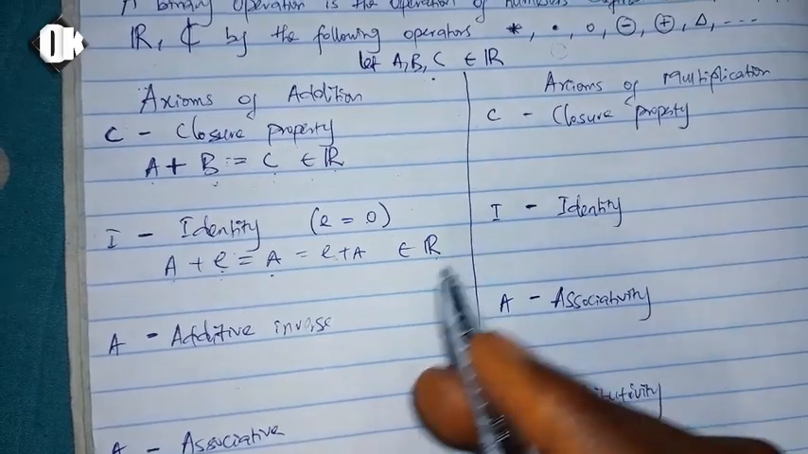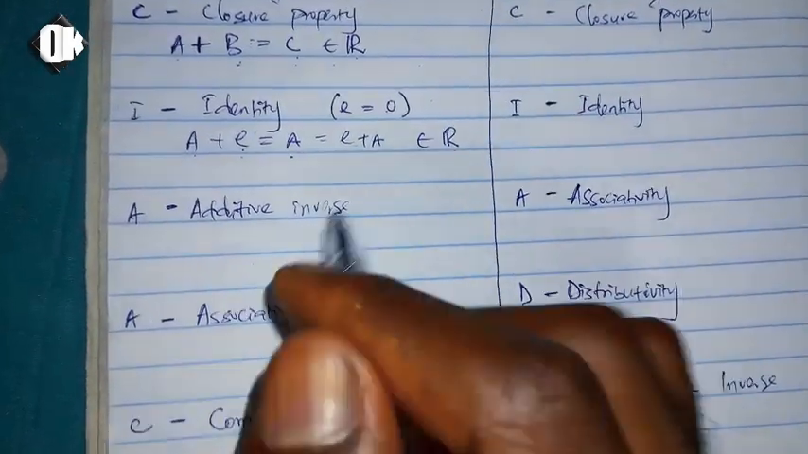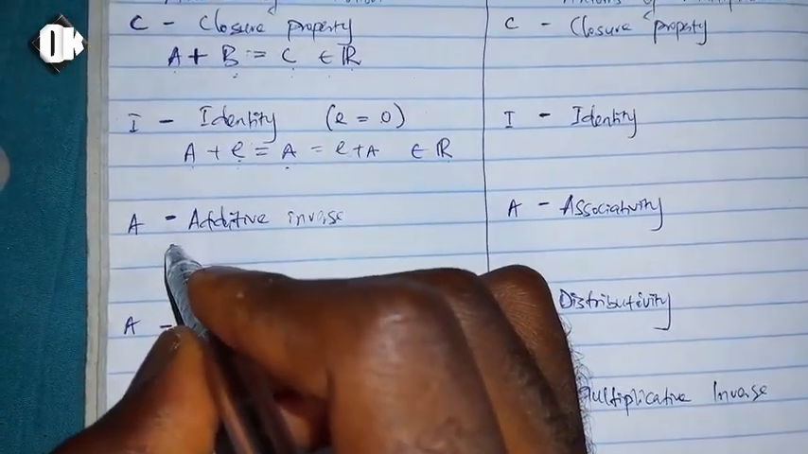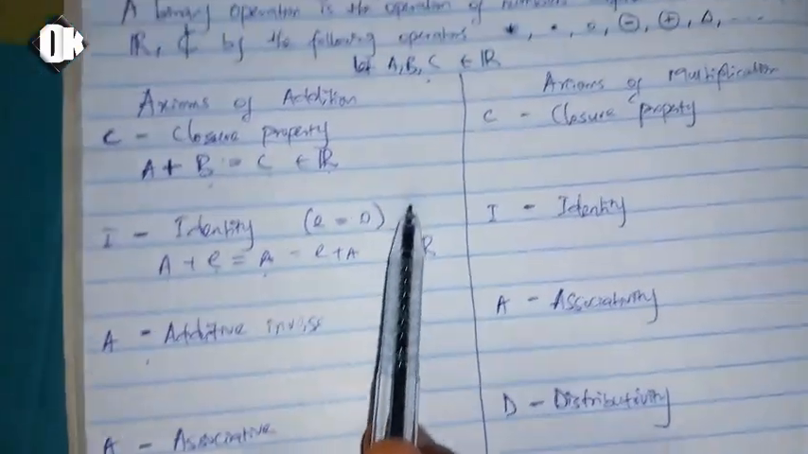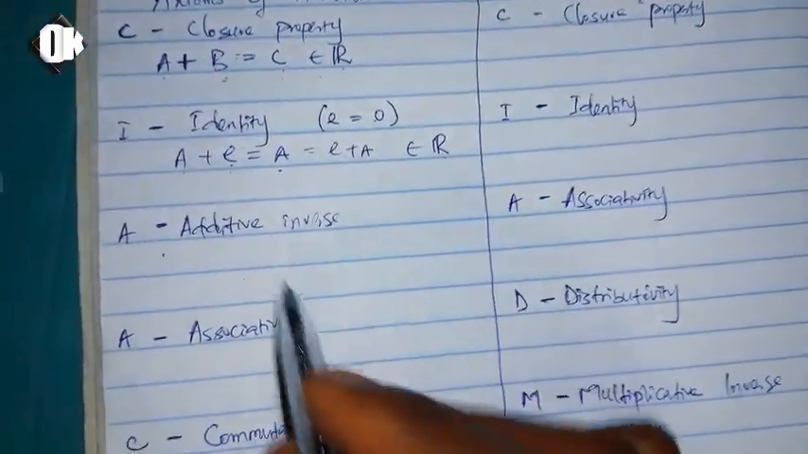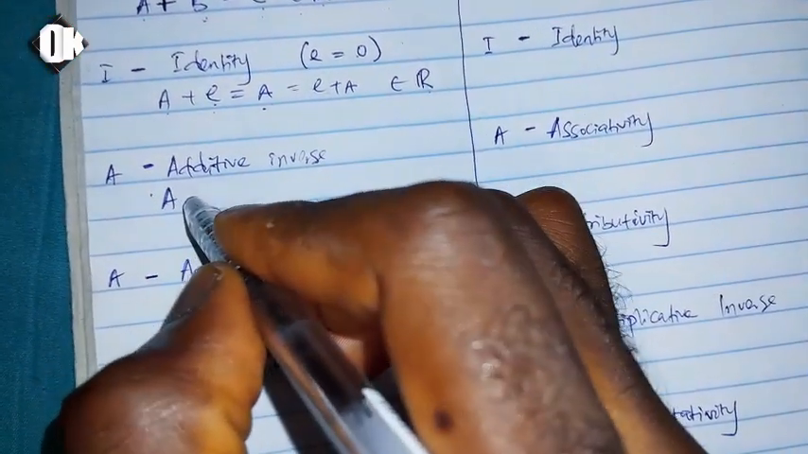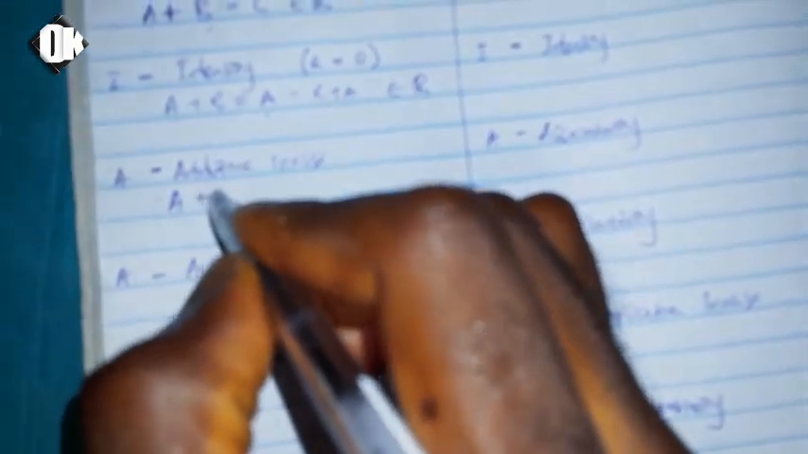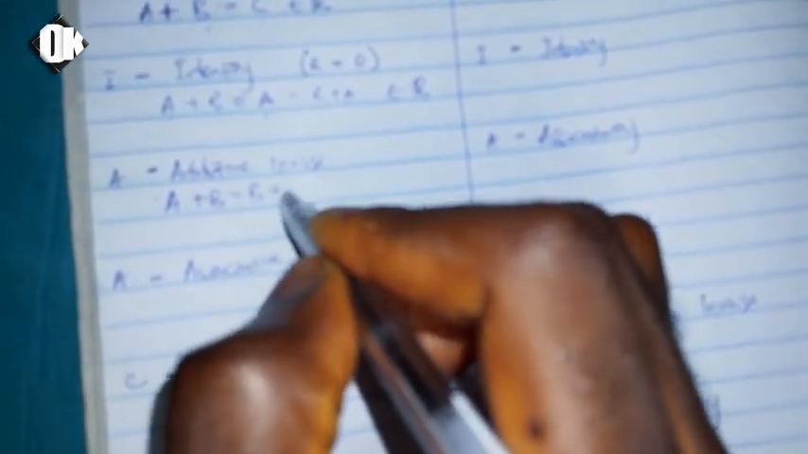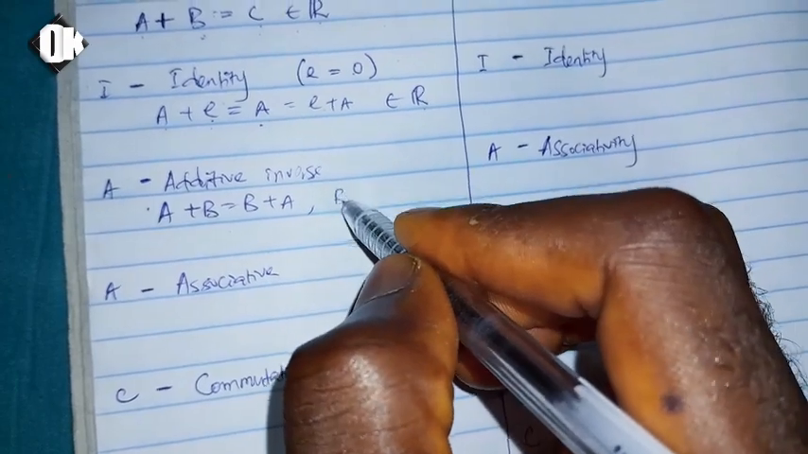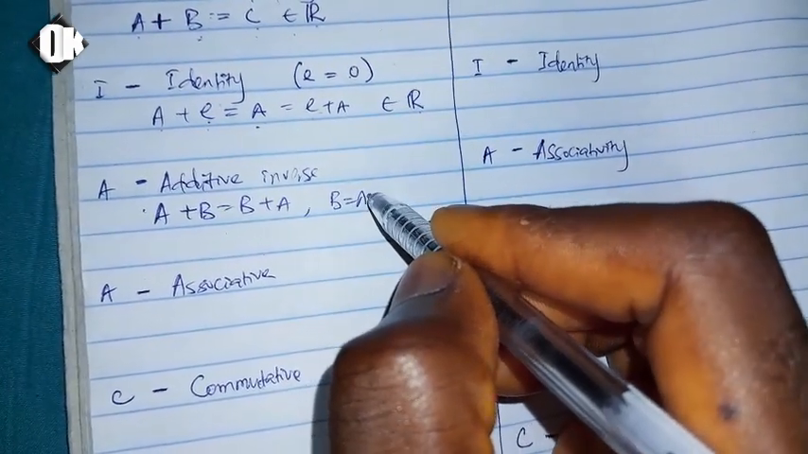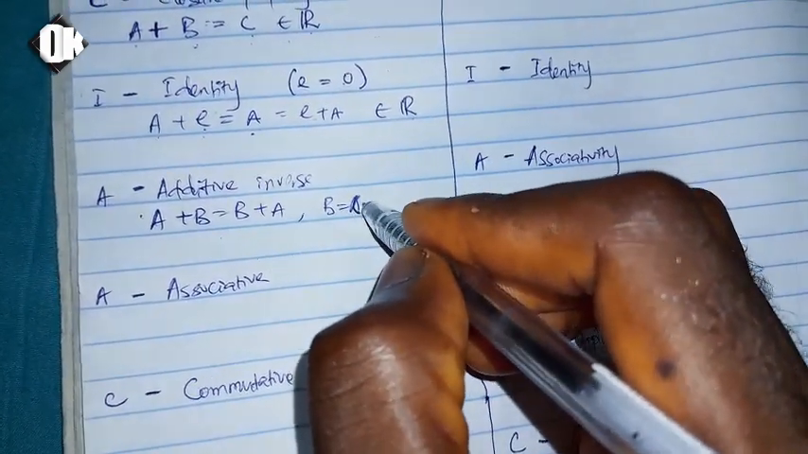Very simple. For additive inverse, if A, B, and C have been defined already under the set of real numbers earlier, I can say A plus B equals B plus A. Now, when my B equals minus A.